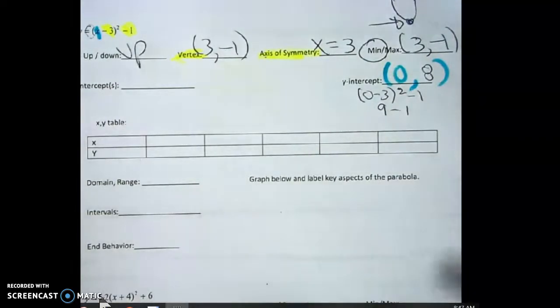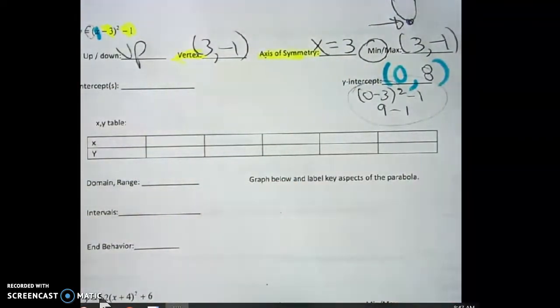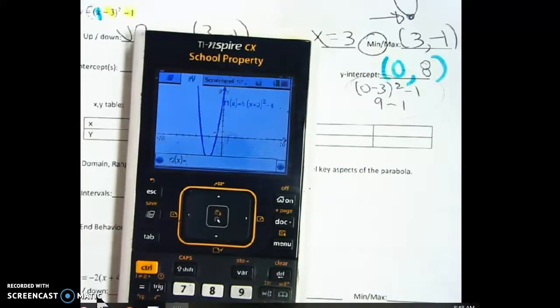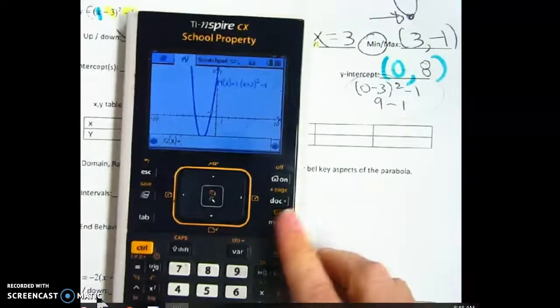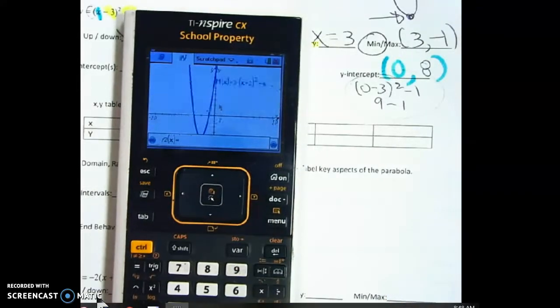Since you're going to get to use a calculator, you're going to have to show me this work and show me you didn't copy it off the calculator. So let me show you what I mean. You're going to get a calculator, go to graph, and then sometimes you're going to have a graph there. So you're going to go menu, actions, delete all. Am I sure? Of course I'm sure.